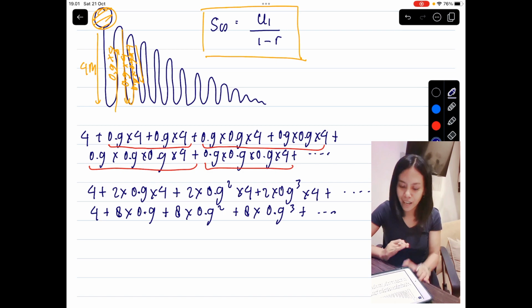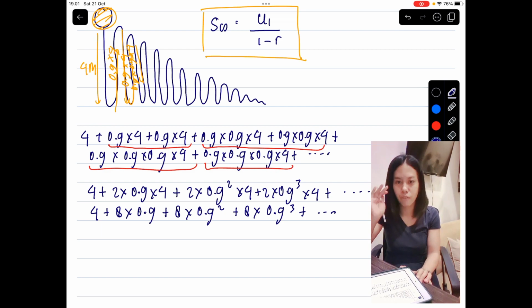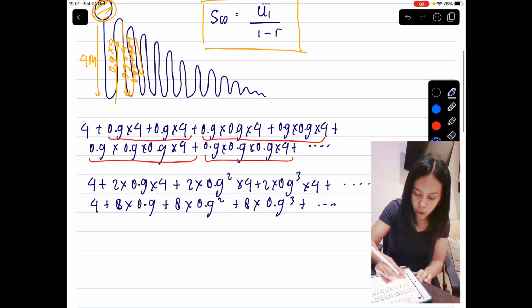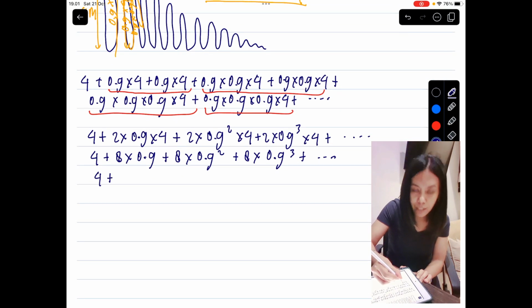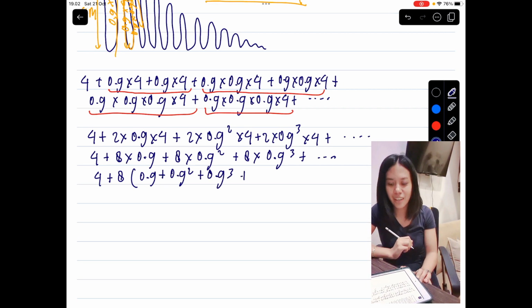Okay, you got it? If you see all of the numbers, that train of numbers that we wrote, we're going to try to ditch out the common. Ditching out the common is actually very useful, very handy. So I'm going to go 4 plus, and the common is 8. So I'm going to ditch the 8 out, and I'm left with 0.9 plus 0.9 squared plus 0.9 cubed plus dot dot dot. You got it there?